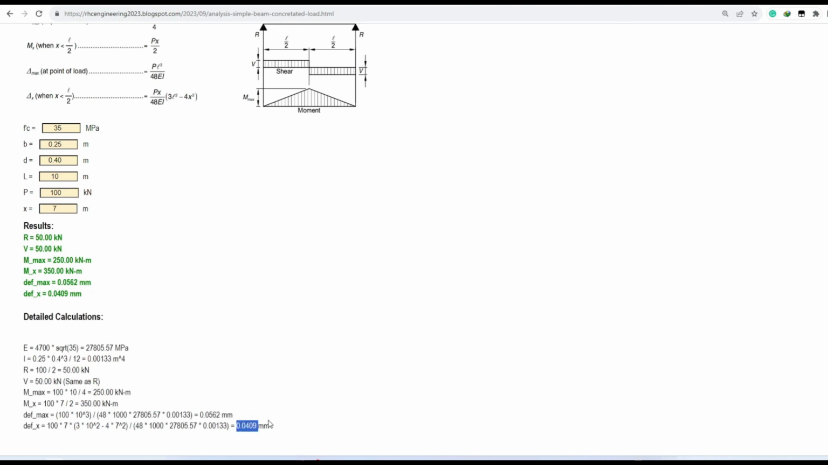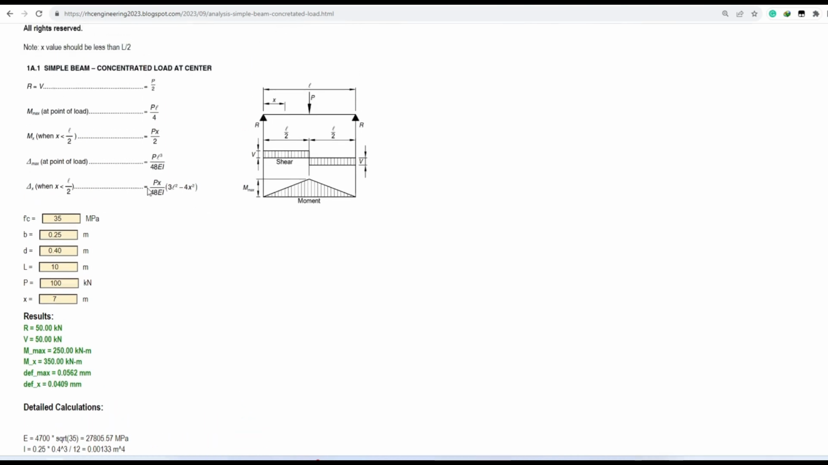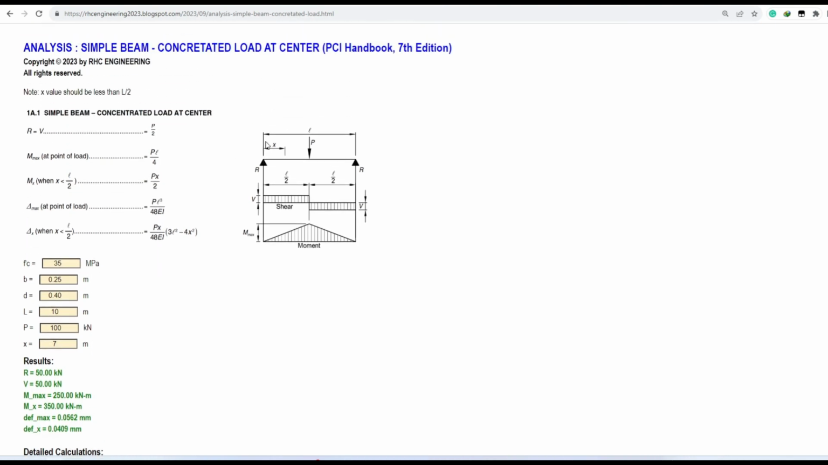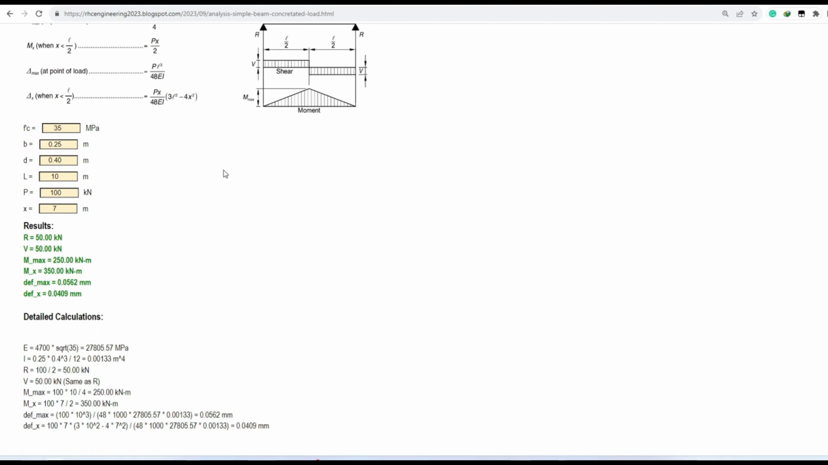So this is no longer applicable, because as you can see, when we substitute the x value here, it becomes less than, the value becomes negative. So it is no longer valid. Okay? So if x is greater than L over 2, you have to change the formula. Okay? So just derive it if the x is from the right side. Okay.